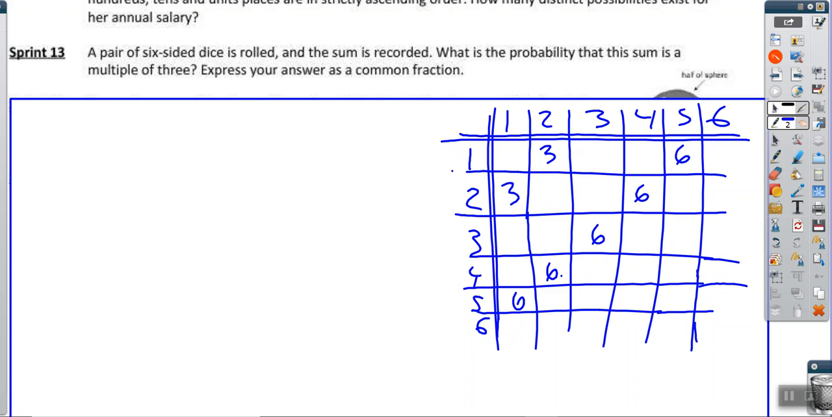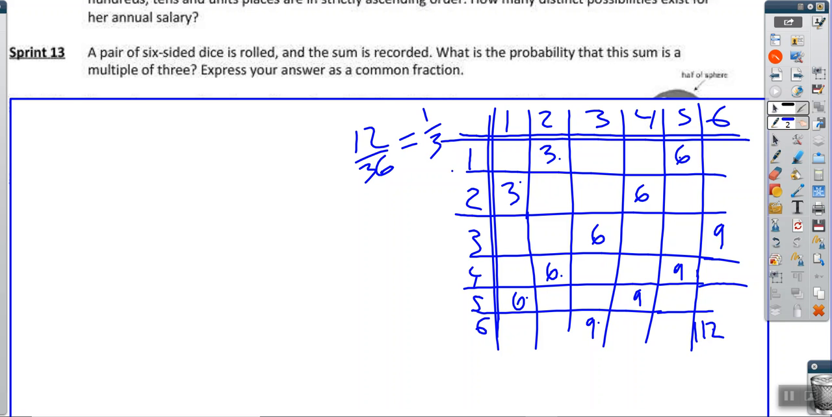3 plus 6 is 9, so we get a 9. 5 plus 4 is 9. 5 plus 4 again is a 9. And then 6 plus 3 is 9. And then we have a 12 way down here. So out of the 36 options, we have 1, 2, 3, 4, 5, 6, 7, 8, 9, 10, 11, 12. So we have 12 out of 36, which is a grand total of 1/3.